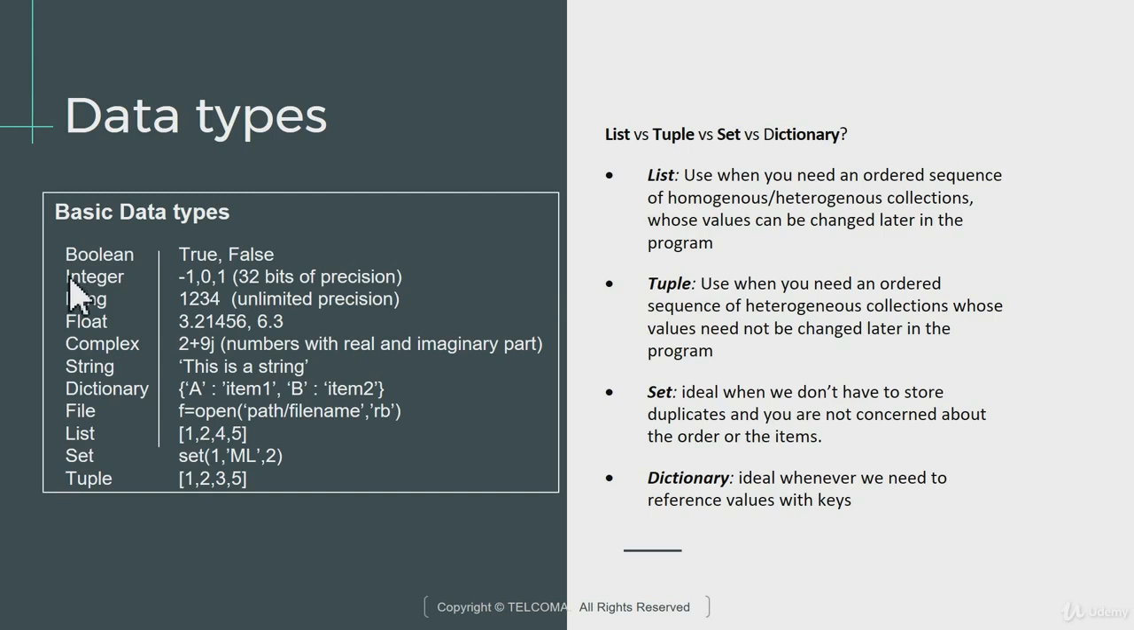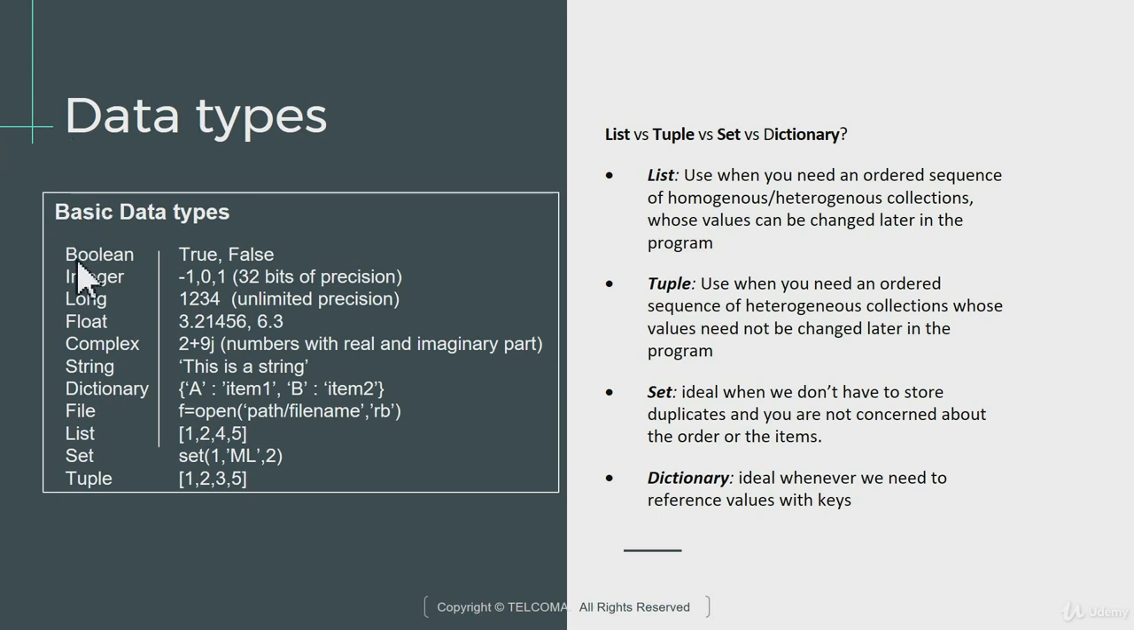So Boolean, integer, long, float, complex, string, dictionary, file, list, set, and a tuple. Most of these are pretty common ones which we have already in most other programming languages. Boolean is a data type which actually stores values like true or false. Integer and long are data types which actually store numeric values with negative and positive signs. Something, let's say, like minus 10, plus 25, or 345 could be an integer value.